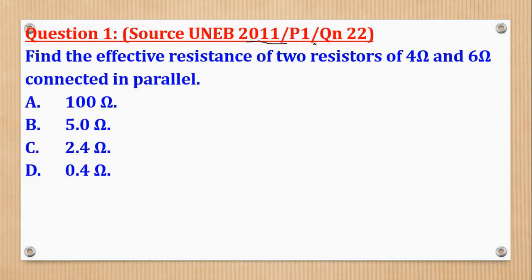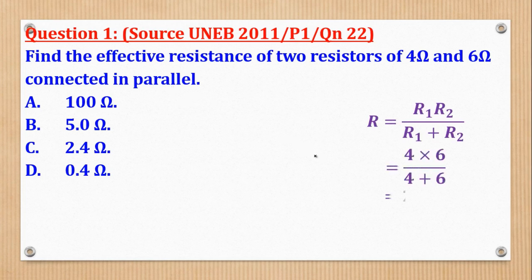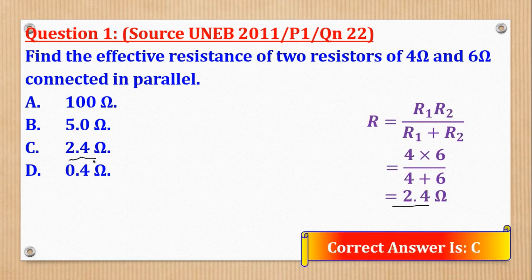Question 1 came from UNEB 2011 paper 1 question 22, and says find the effective resistance of 2 resistors 4 ohm and 6 ohm connected in parallel. So there we know that effective resistance is product over sum. So we shall substitute, use a calculator to come up with this. Therefore, option C is the correct answer.